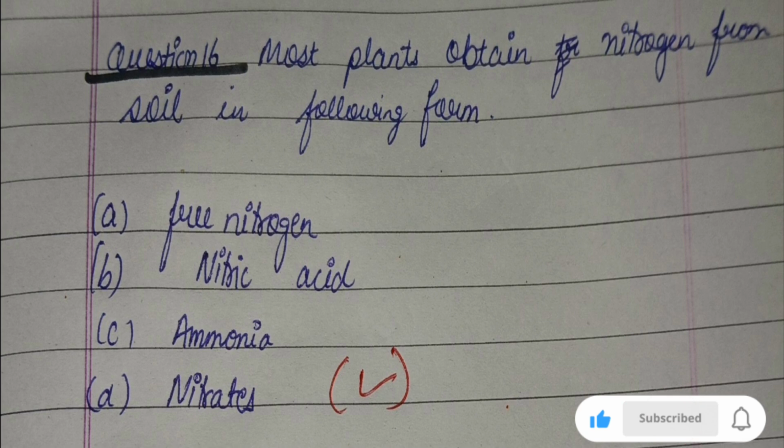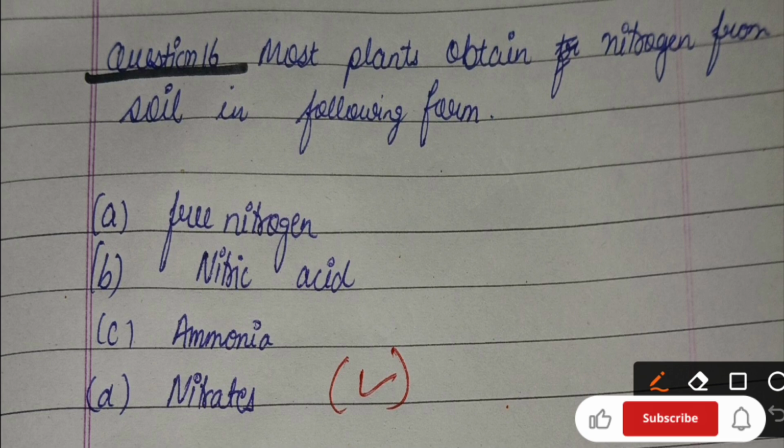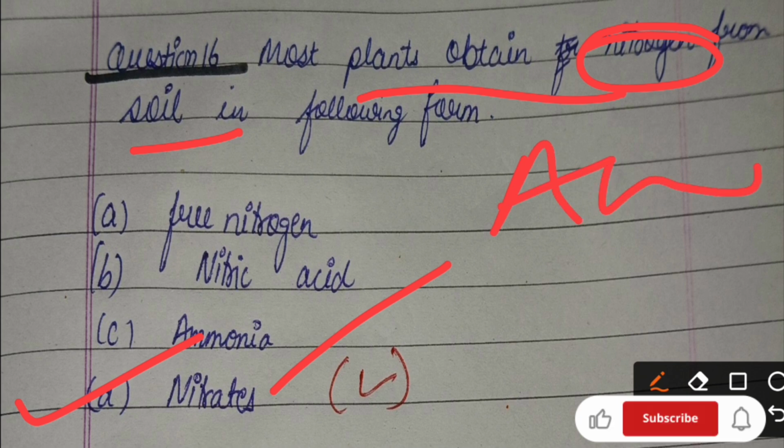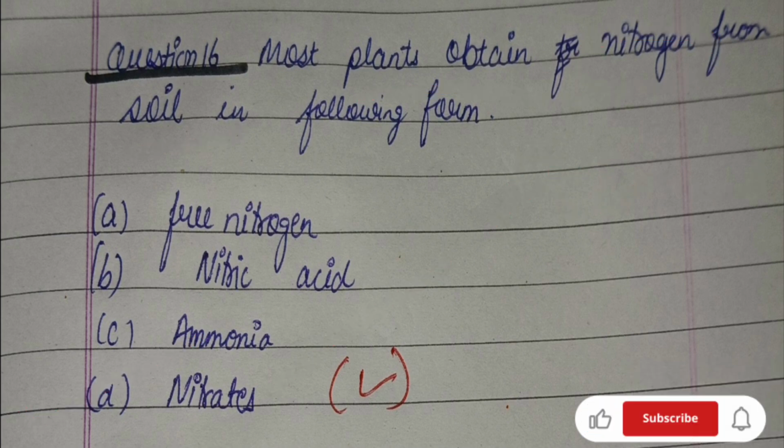Most plants obtain nitrogen from soil in the following form: free nitrogen, nitric acid, ammonia or nitrates. So the correct answer is nitrates, because plants are obtaining nitrogen from soil, and in soil ammonia and nitrates are present in equal amounts.